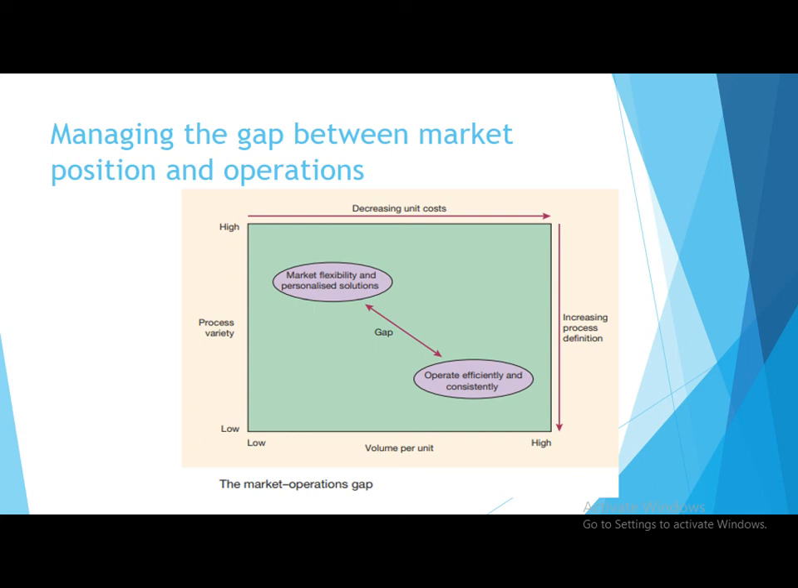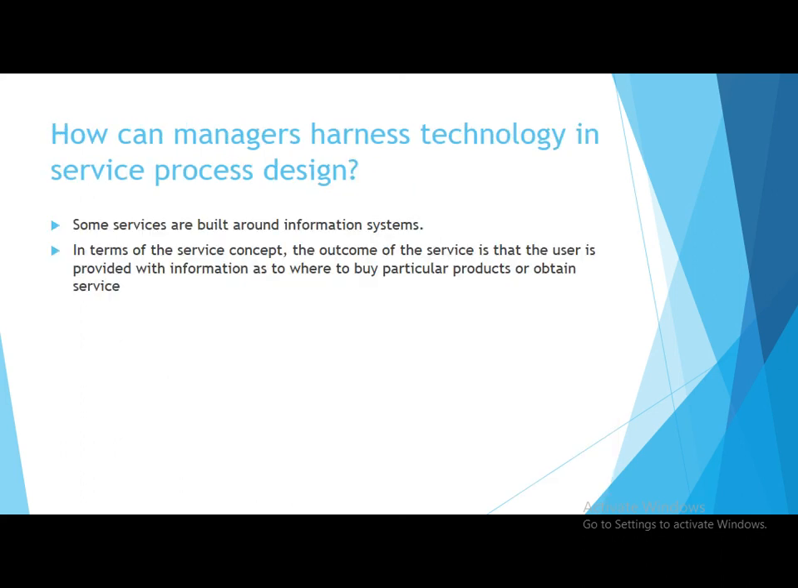To counteract this, organizations may adopt several strategies to manage the gap. That includes customer service departments, named personal contacts, account or client managers, changing the nature of the service or changing the customer expectations, and so on. Next part is how managers harness technology in the service process design. Technology and information systems, either sophisticated or simple, are intrinsic elements of the operational processes.